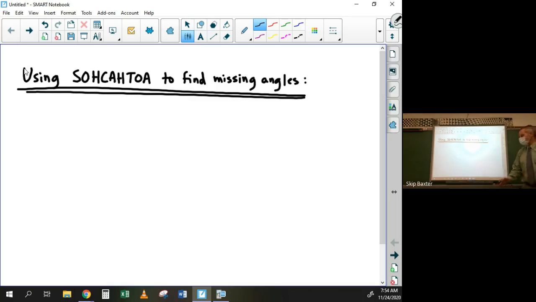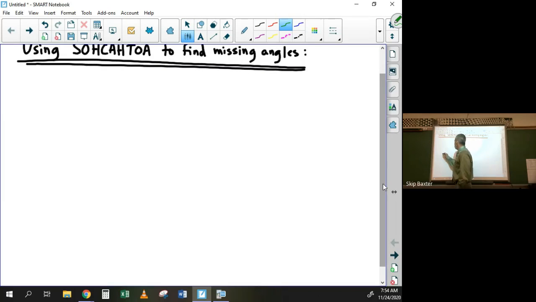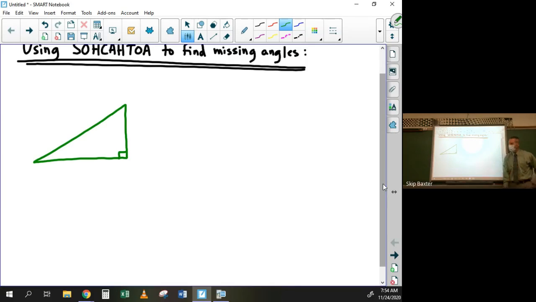And the problems are very similar. So, for example, they might give you a right triangle. Every problem will have a right triangle. SOHCAHTOA doesn't work if it's not a right triangle, right? So they might give you a right triangle, and they might give you two sides. Like, for example, they might say this side has a length of 8, and this side has a length of 5. Find the measure of this angle right here.